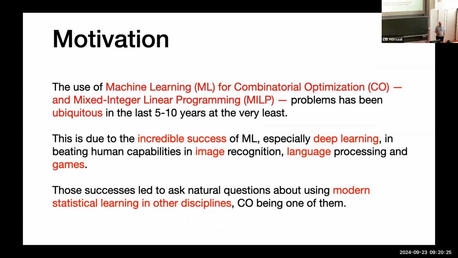You have seen already some form of talk about machine learning in this context. Definitely the last 5 to 10 years have seen a big push and move of machine learning for combinatorial optimization. Of course, this is motivated by the incredible success of machine learning, especially in areas like image recognition, language processing, and games. And these successes led many scientific communities to ask whether some of the techniques developed within machine learning could be used in their own domain. Of course, combinatorial optimization is one of them.